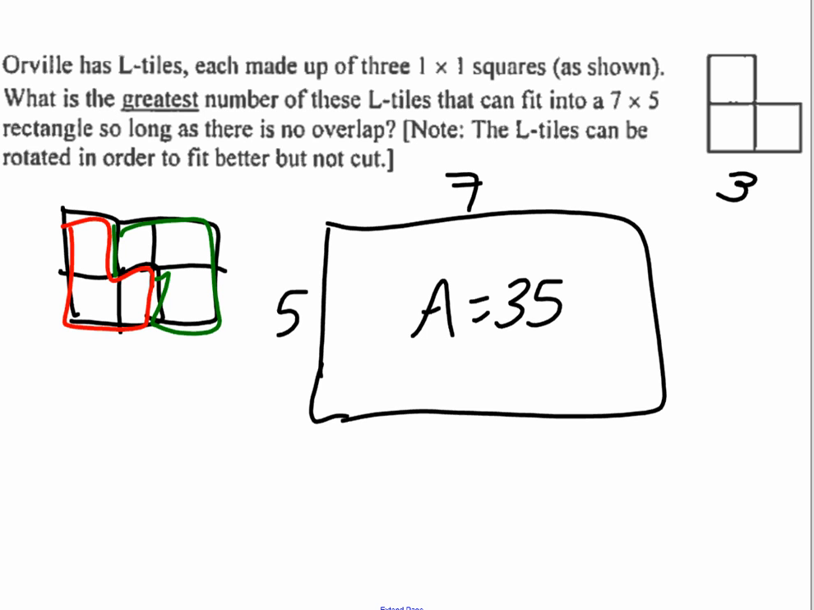The area of each of these is 3. So the area of the rectangle is 35. The area of each one is 3. So how many times does 3 go into 35? So 3 goes into 35 11 times, and you have a remainder of 2.